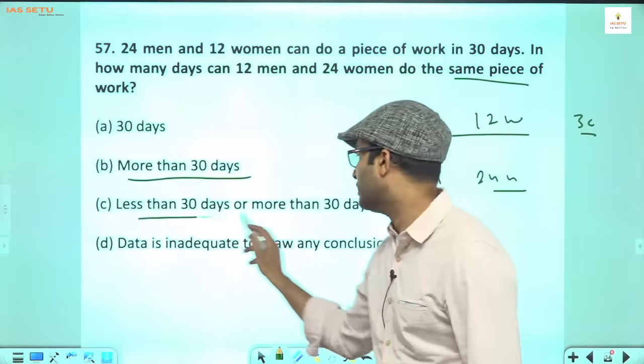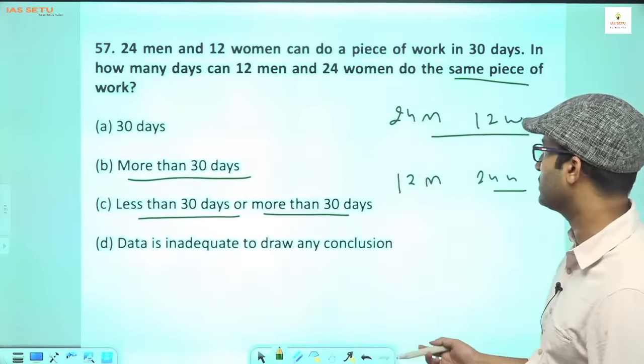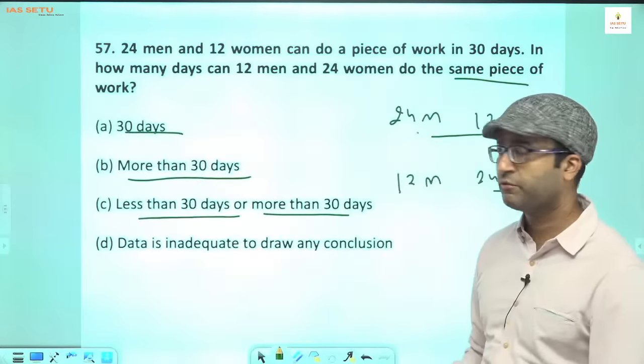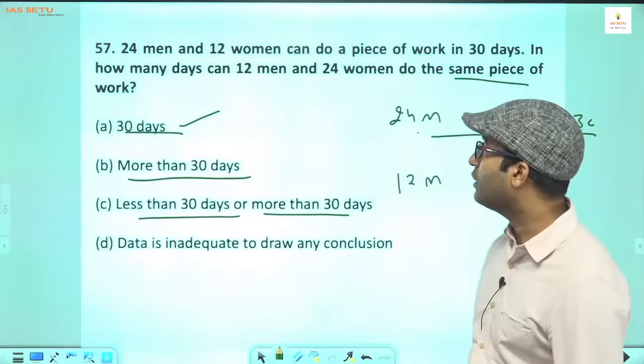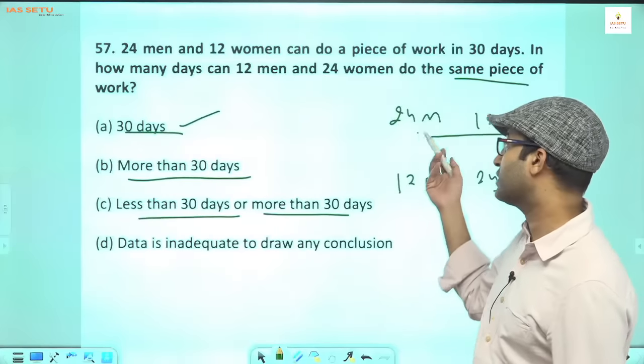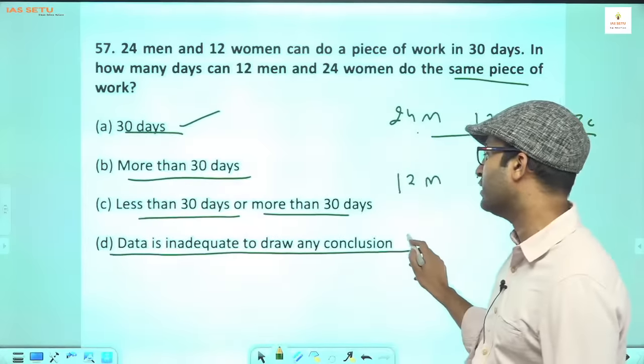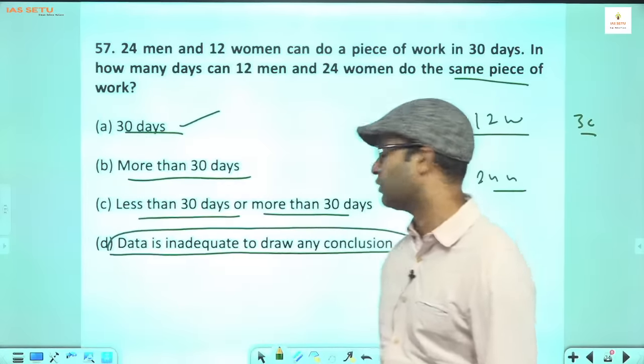If you are saying less than 30 days or more than 30 days or the same, we don't know. If man and woman have the same efficiency, then 30 days. If men are more efficient, different answer. If men are less efficient, different answer. So the answer is D. Data is inadequate to draw any conclusion.